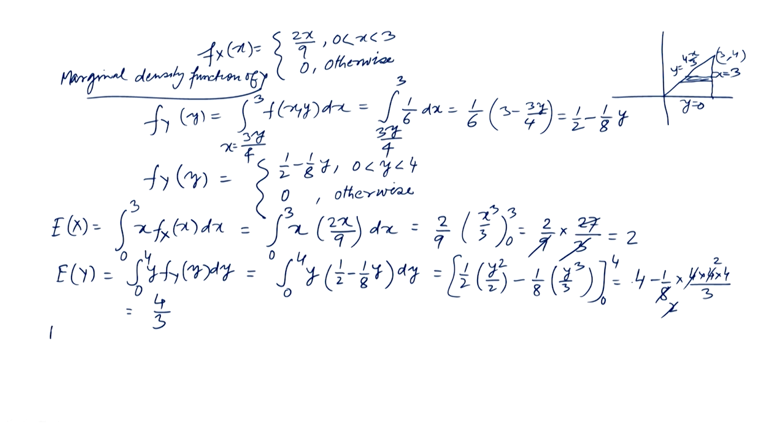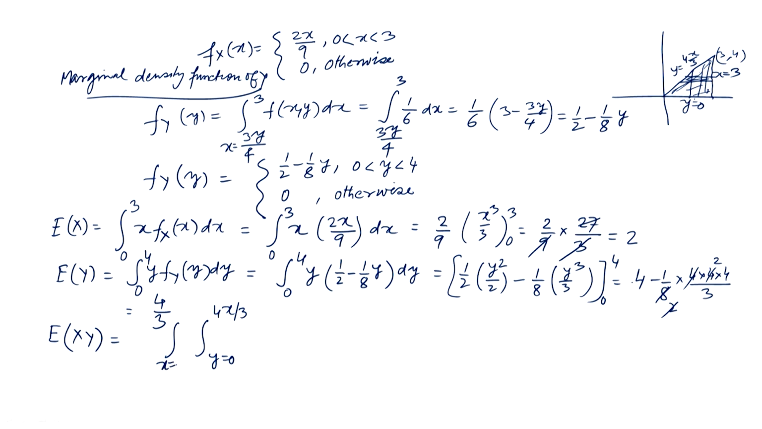Now, the expected value of XY. So, we take the joint probability density function here. Let us see, we have to integrate over this area for the joint density function. So, y varies from 0 to 4x/3.